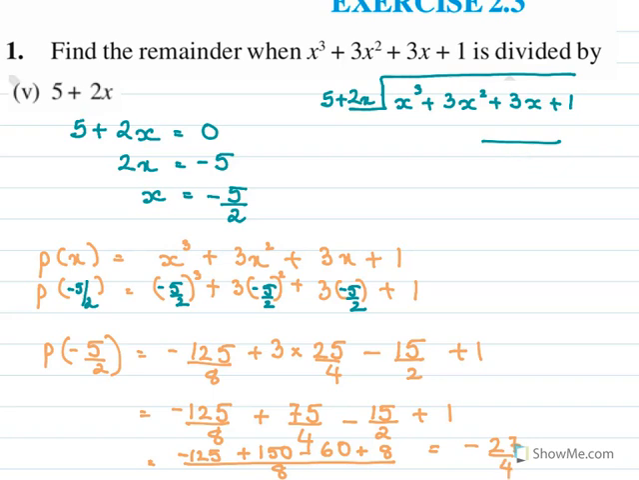If you were to do your division, you would have got the same answer. The remainder is minus 27 by 4. Here you cannot make out the quotient. You don't know the quotient, but you can find out the remainder.